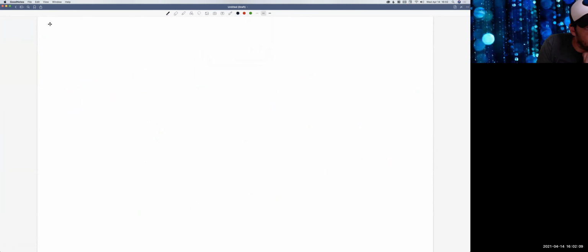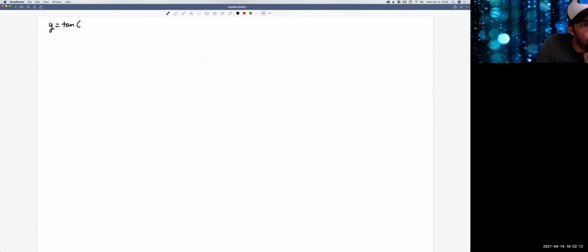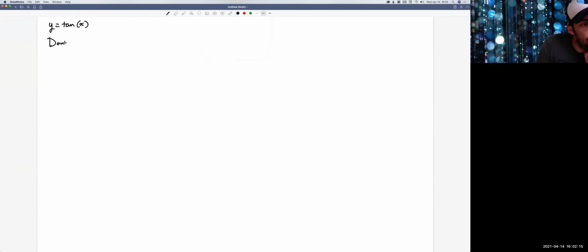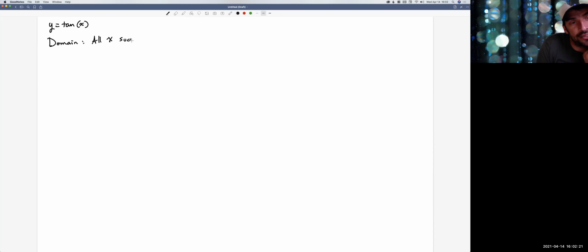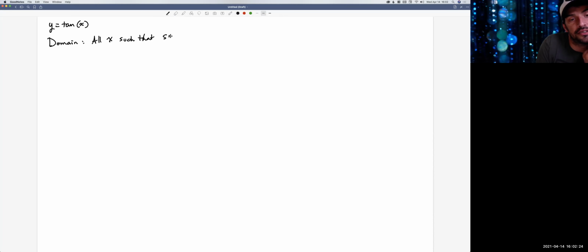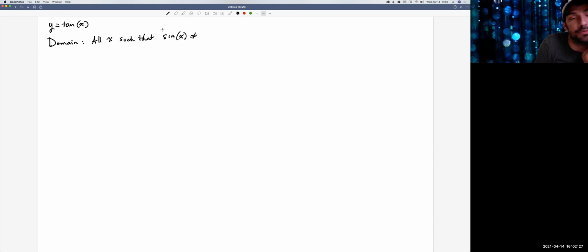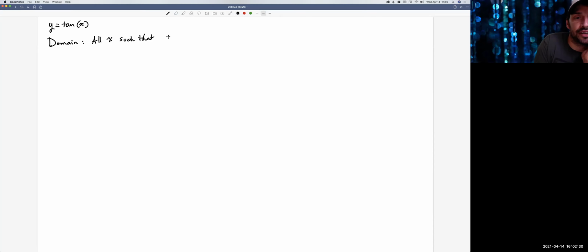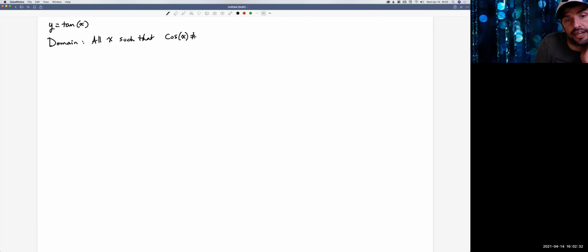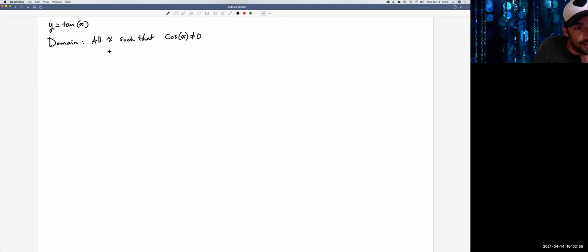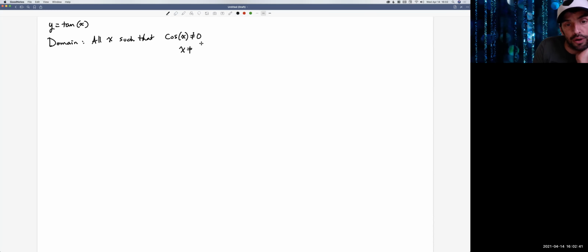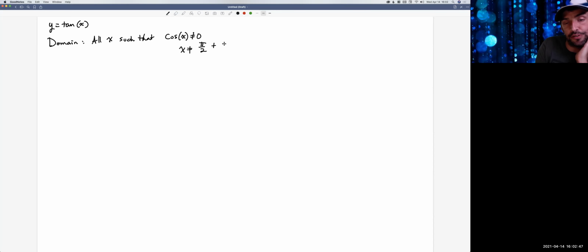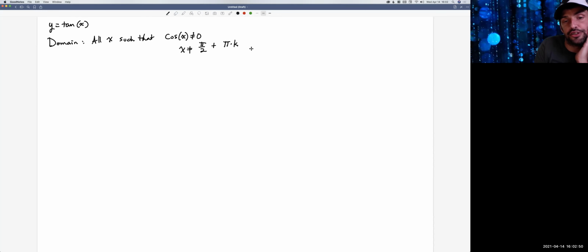It's just important to remember that y equals tangent of x. Its domain is going to be all x such that cosine of x is not equal to 0. So another way we could write this is x is not equal to pi over 2 plus any multiple of pi times an integer.